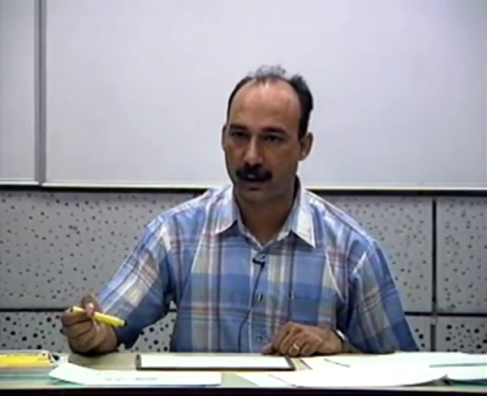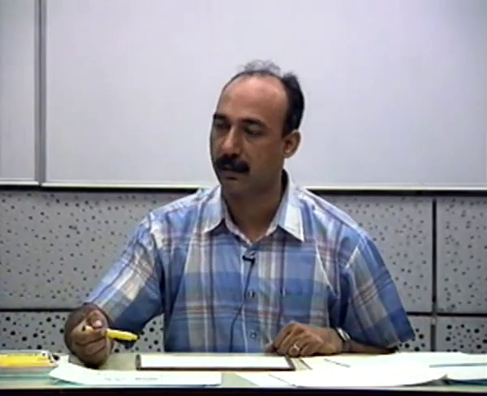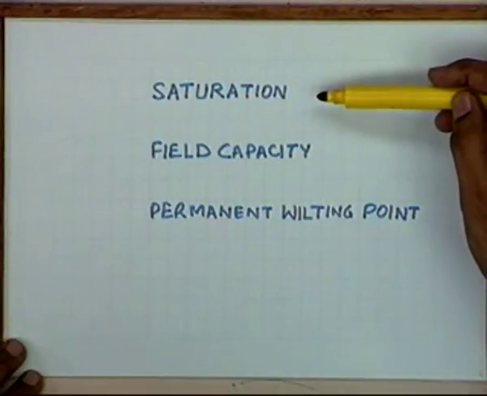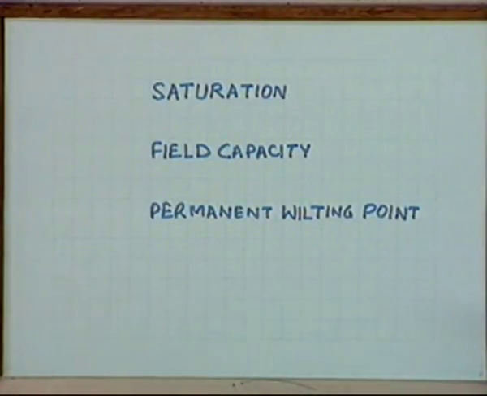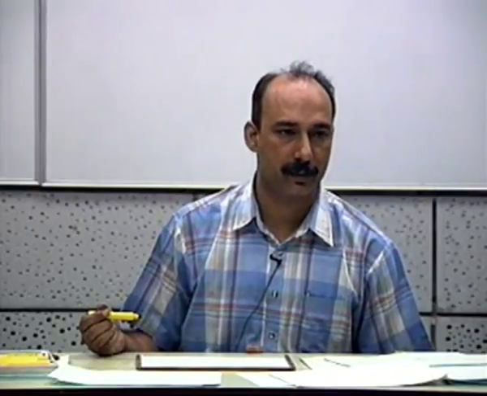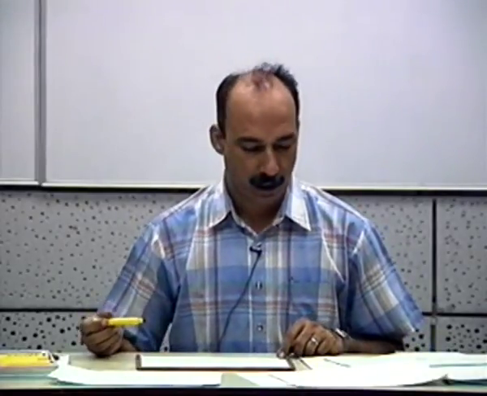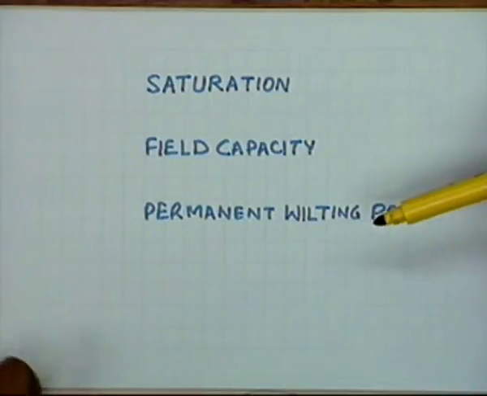Those definitions are very important in terms of the usability of water, in terms of the availability of that water which has been stored, subsequently by the crop. These conditions are the condition of saturation, field capacity, and the permanent wilting point. They are also known as the soil moisture equilibrium points in literature. Let's look at these conditions or levels one by one.